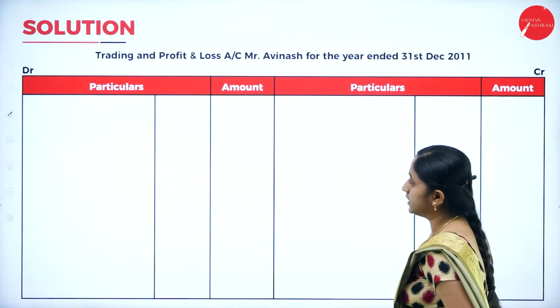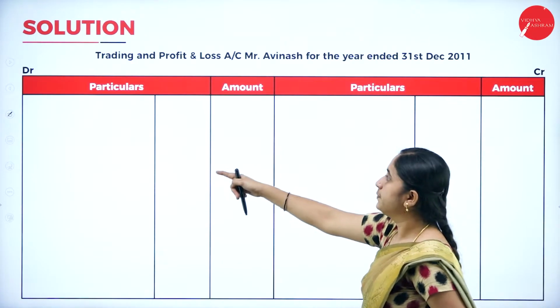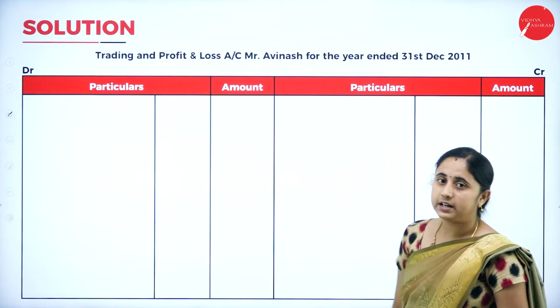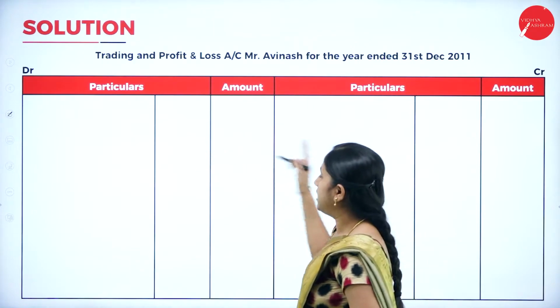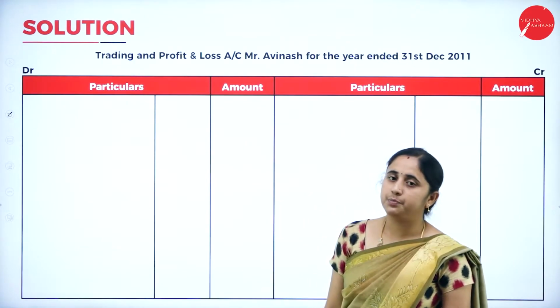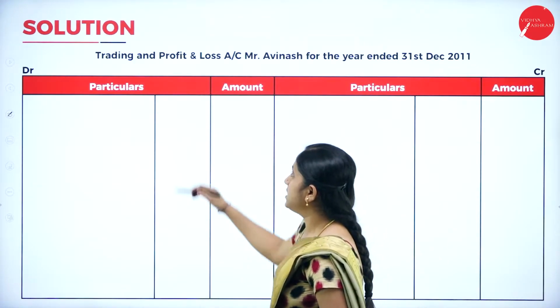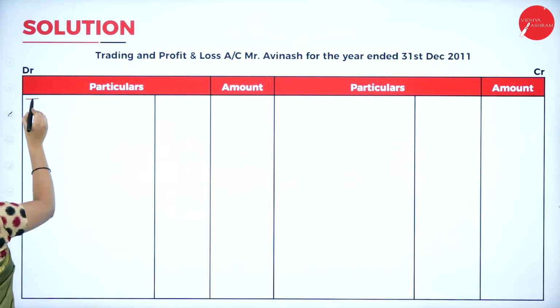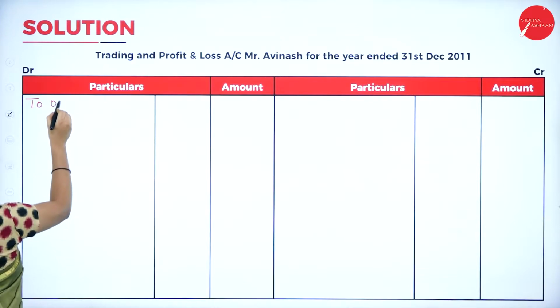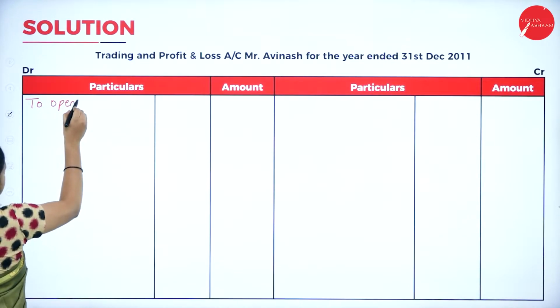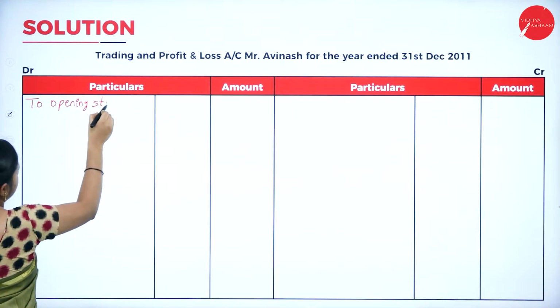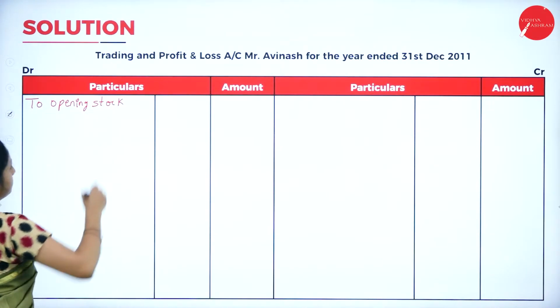So debit and credit. Debit side, all the indirect and direct expenses. Credit side, direct and indirect incomes, as well as the trading activity like purchase and sales. First start with the trading account. Trading account, first you will get opening stock.